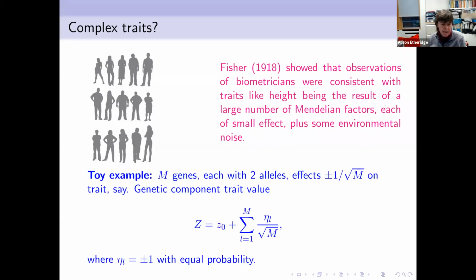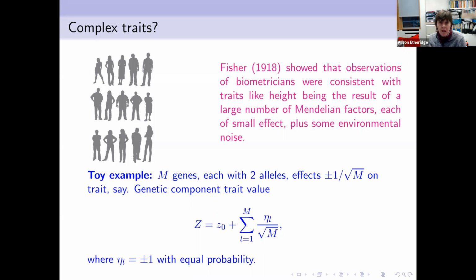So the very simple model you might have at the back of your mind, which we will return to later, is to think of M genes, so lots and lots of genes, M a large number, each with two alleles of effects plus or minus 1 over root M, say. Then the genetic component of the trait value would just be some underlying number Z0 plus a sum of eta L over square root of M, where eta L is plus or minus 1 with equal probability. And of course, that's just normally distributed.